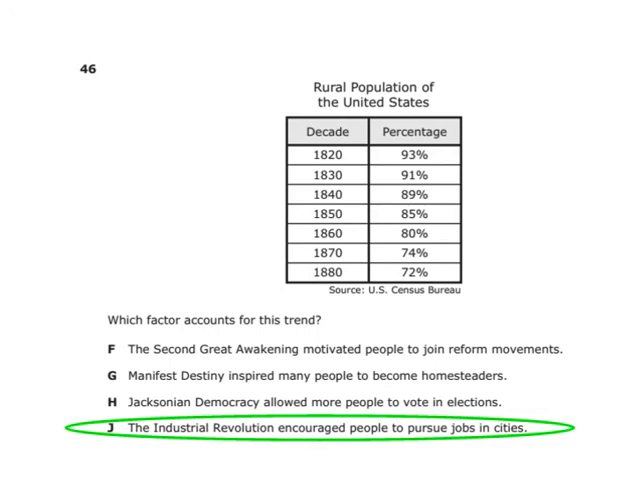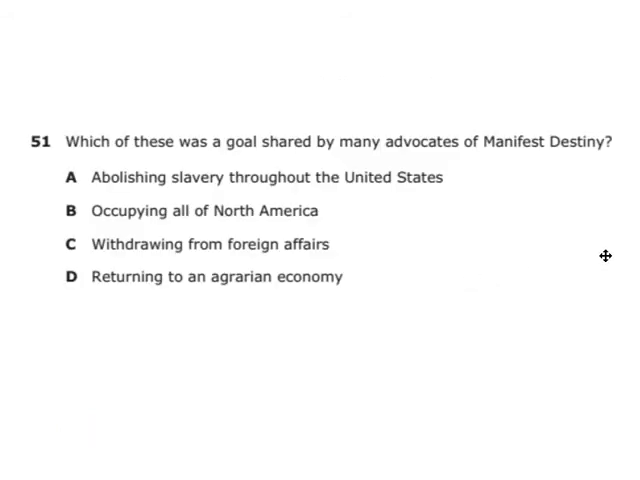So as the industrial revolution happened, it encouraged people to pursue jobs in the city. We've seen a lot of questions about this. People moving from rural areas to city areas because of the growth of industry, industrial revolution or industrialism, jobs in the cities. We look at these percentages in 1820 of rural areas. There's 93% of our country in 1820 is rural. Every year that number goes down just a little bit more. By 1880, only 72% of our country lives in the rural areas. So that means more and more people are leaving rural areas, moving to cities.